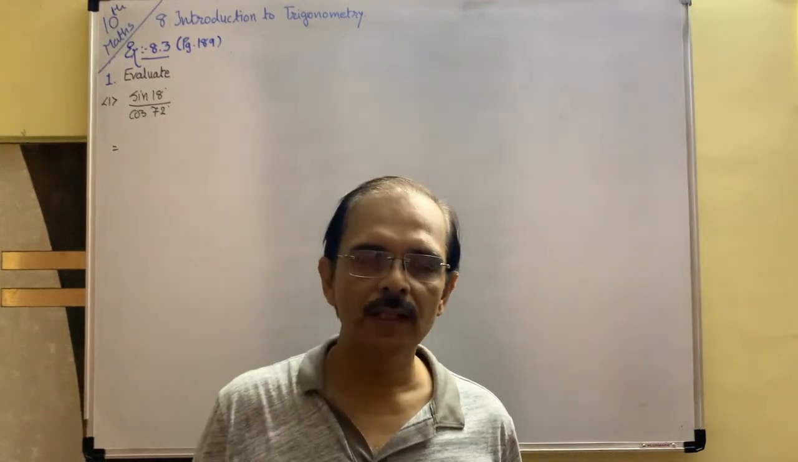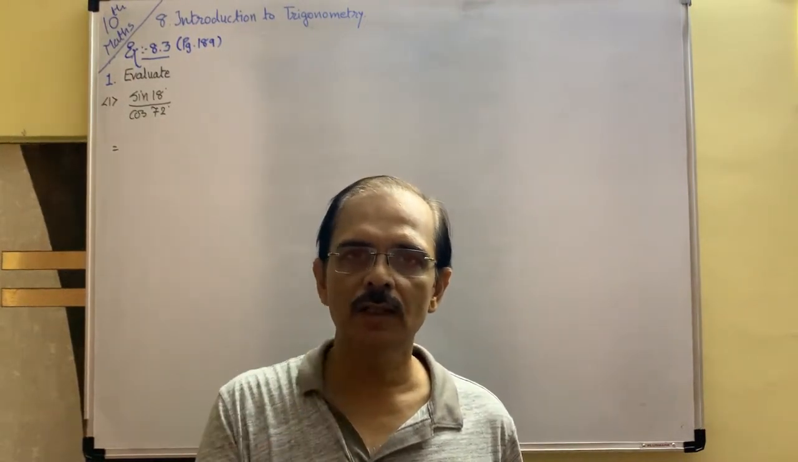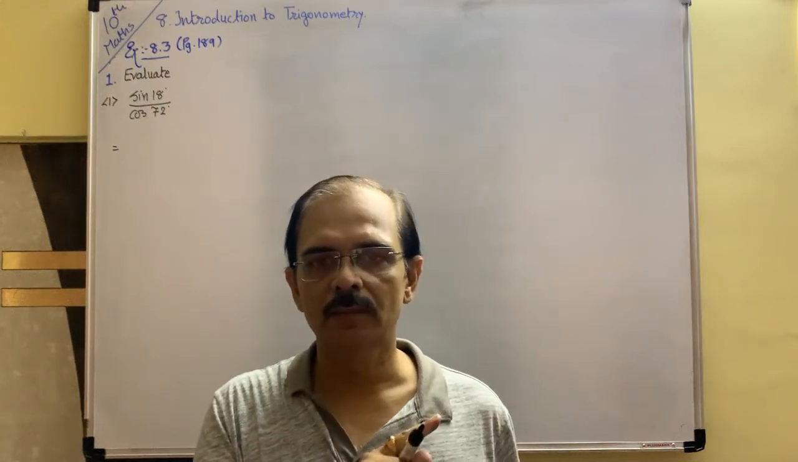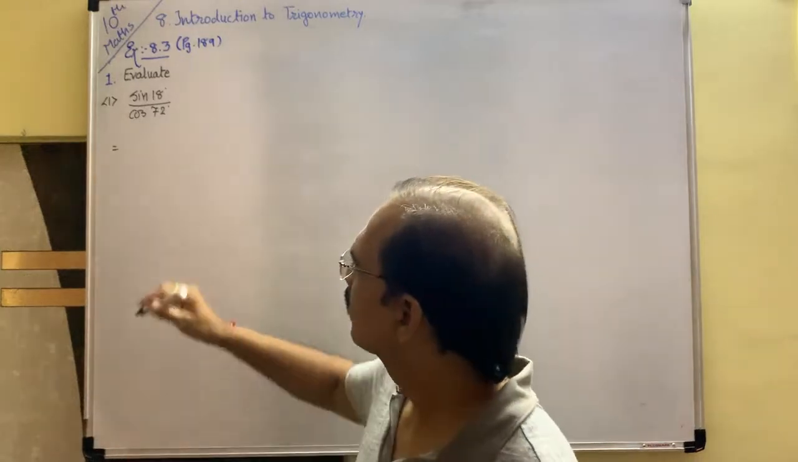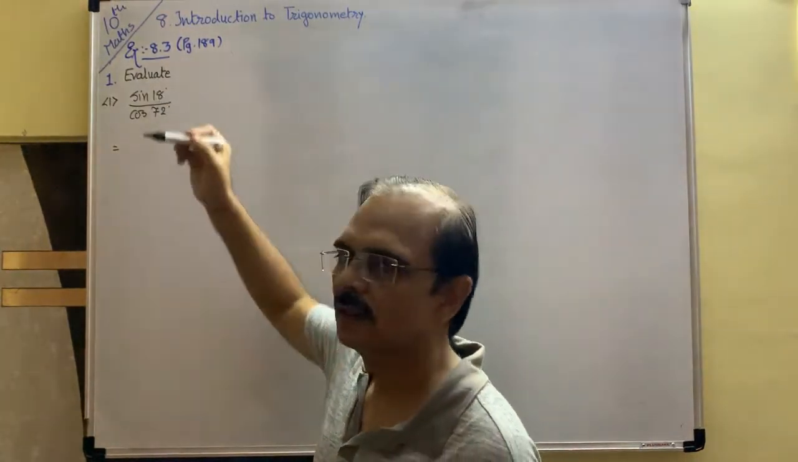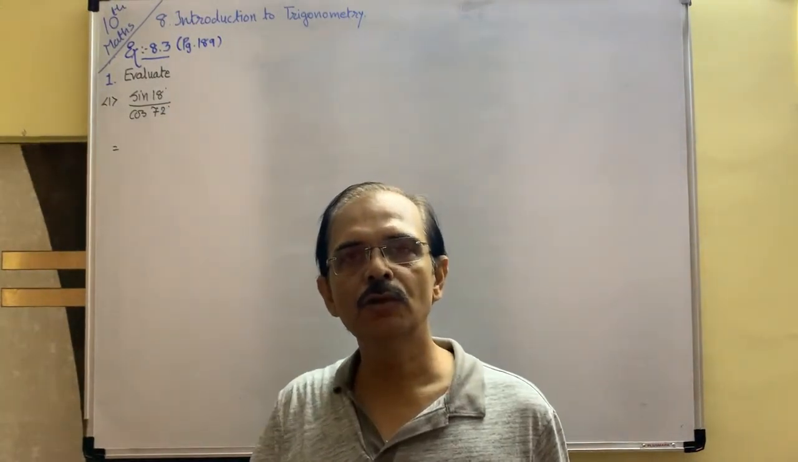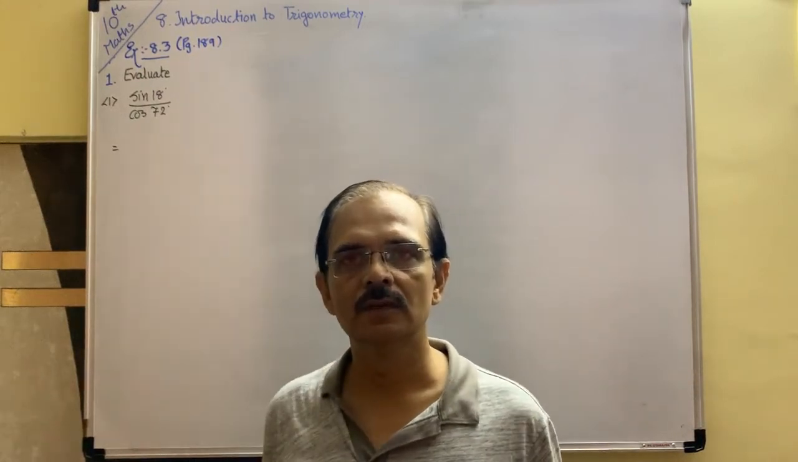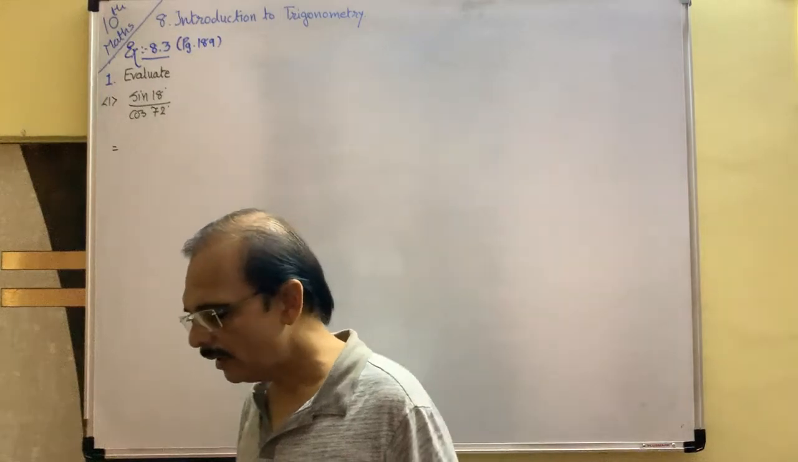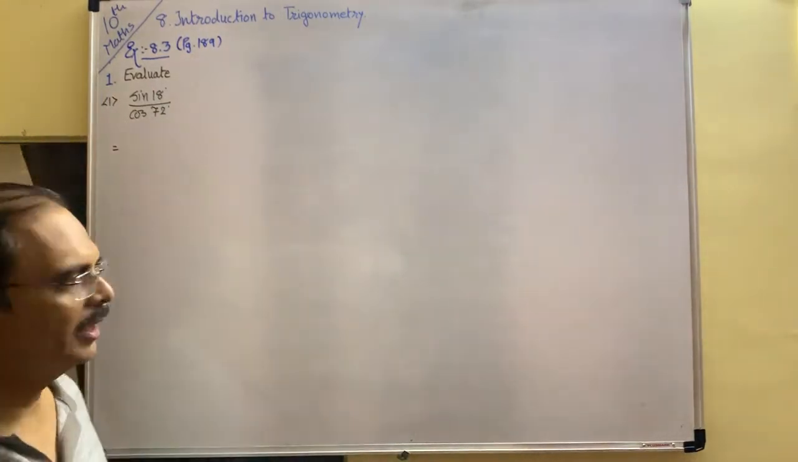Sin and cos are a pair, tan and cot are a pair, sec and cosec are a pair. And the best way is to see the digits. 18 and 72 total 90, then they are a pair. Complementary angles are pairs of each other.